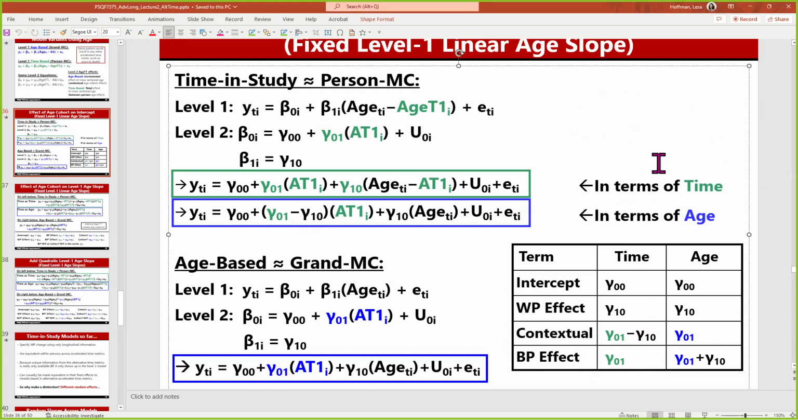The difference between them is whether you've controlled for current age or not. If it's the cohort slope without controlling for current age, that's between. If it's the cohort slope after controlling for current age, that's contextual.